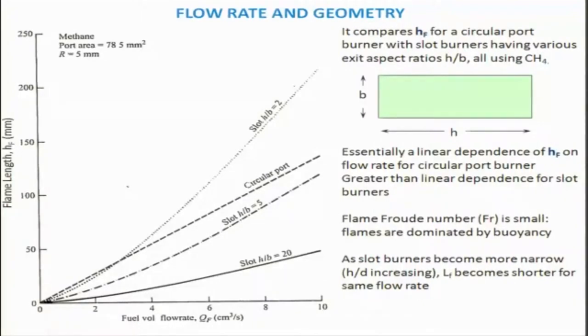And actually, what they have found is a linear dependence on the flow rate for a circular port, and the linearity of course depends on the slot burners. And they say that these flames are basically dominated by buoyancy because the Froude number is small. And HF becomes shorter for the same flow rate when H by B is decreasing. This is basically B.